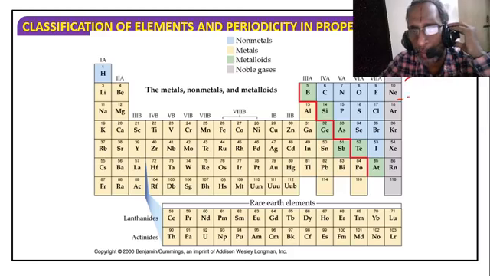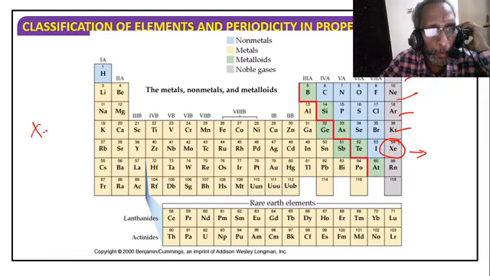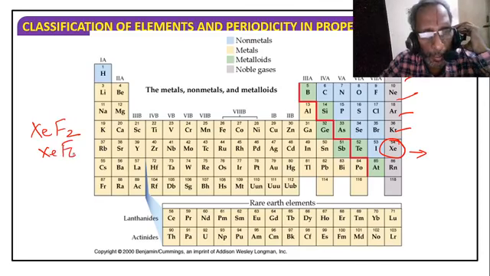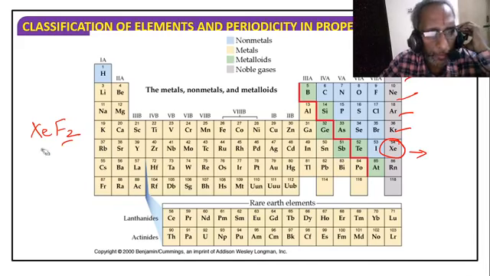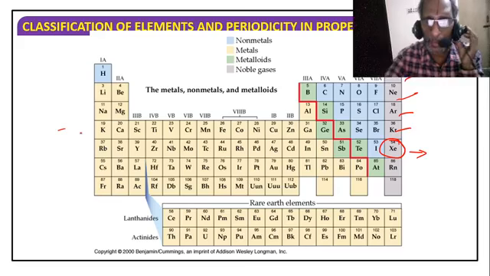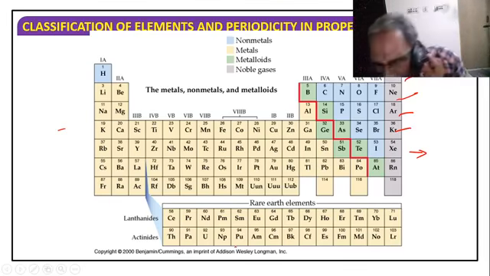So non-reactive gases: helium, neon, argon, xenon. Xenon is slightly different, we will study in a later chapter. There are xenon compounds identified: xenon difluoride, xenon tetrafluoride, xenon hexafluoride, xenon oxyfluoride. Only 4 compounds of xenon are identified. That we will study in the p-block elements, noble gases, a bit later. So radon is a radioactive gas.